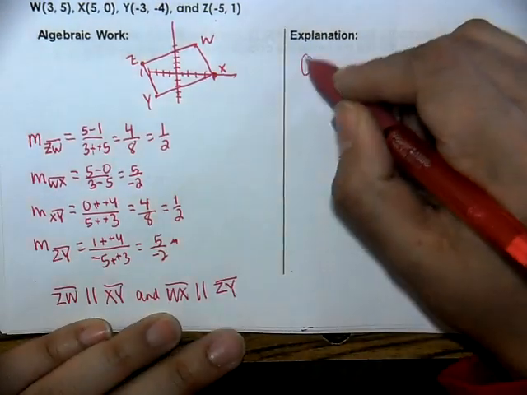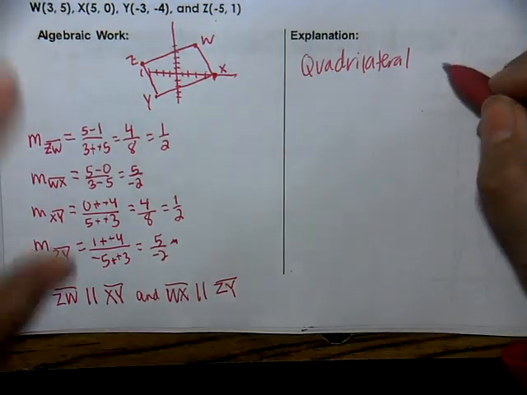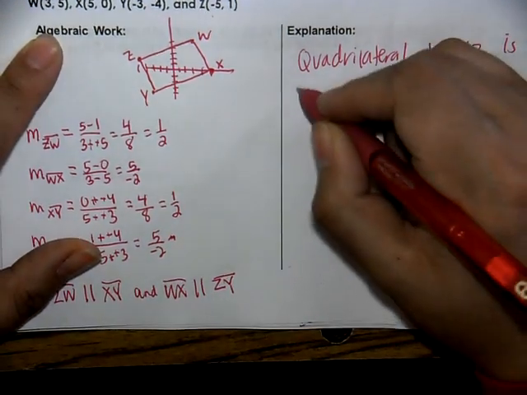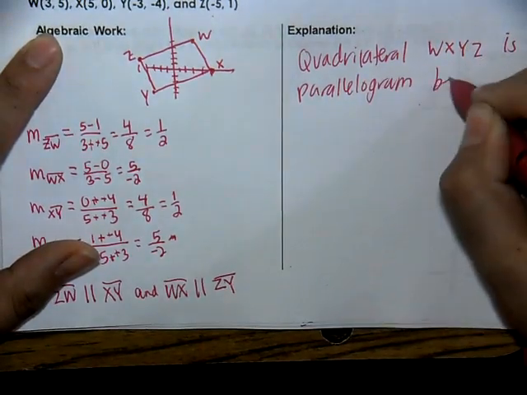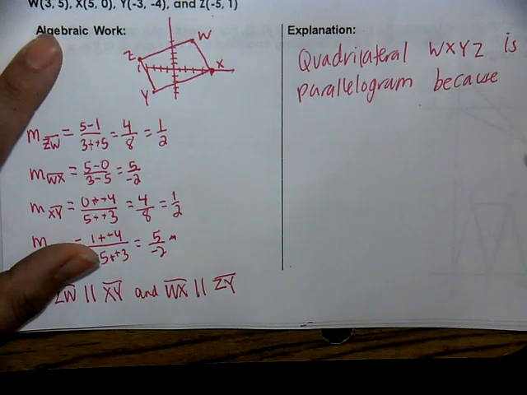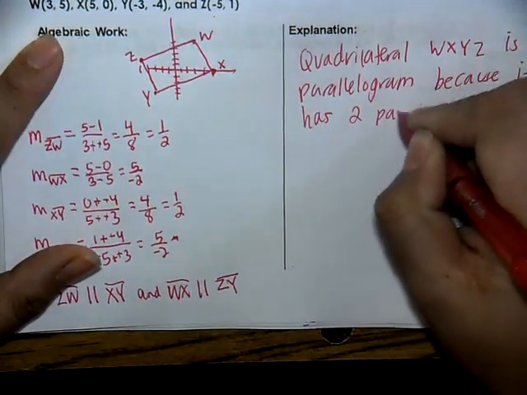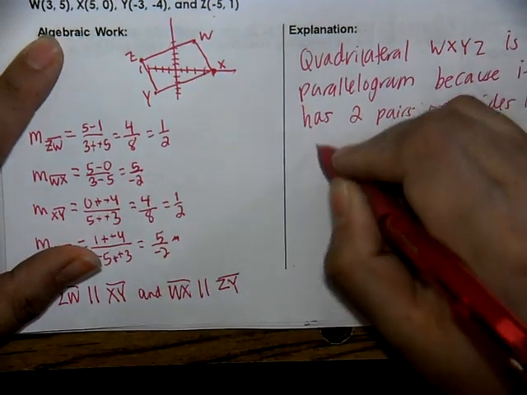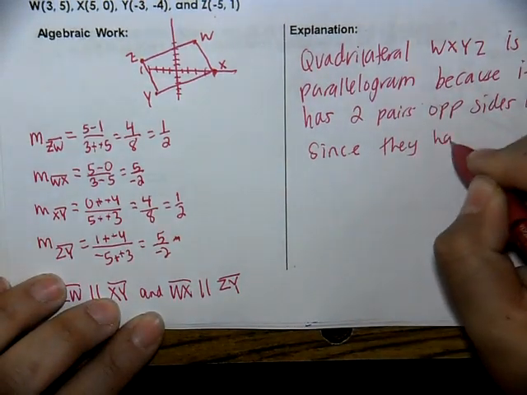So this would mean that quadrilateral WXYZ is a parallelogram because it has two pairs of opposite sides parallel, since they have the same slope.